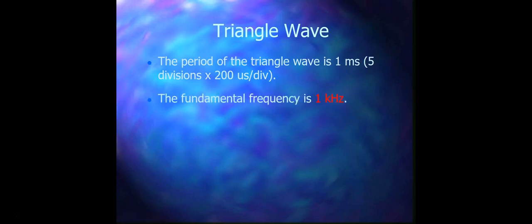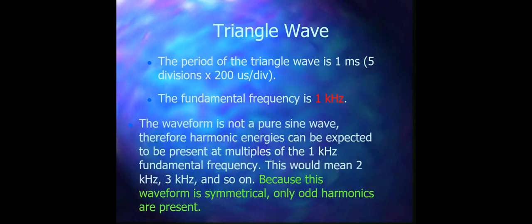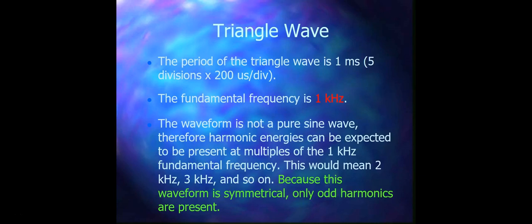Now this triangle waveform, if we see it on the spectrum analyzer, will have a fundamental frequency of 1 kilohertz. The waveform is not a pure sine wave, therefore harmonic energies can be expected to be present at multiples of the 1 kilohertz fundamental frequency. This would mean 2 kilohertz, 3 kilohertz, and so on. And because the waveform is symmetrical, only odd harmonics are present.